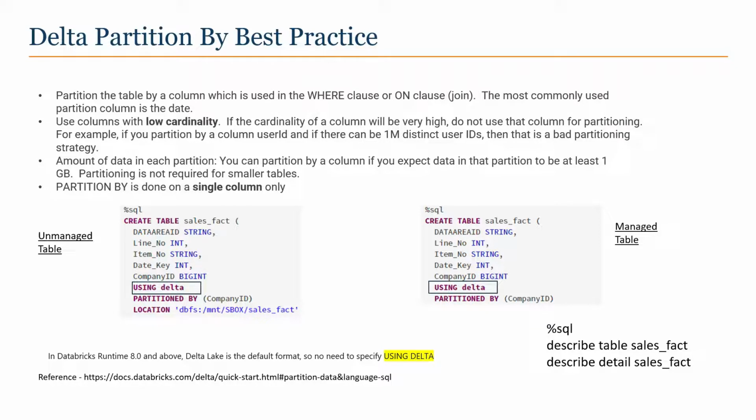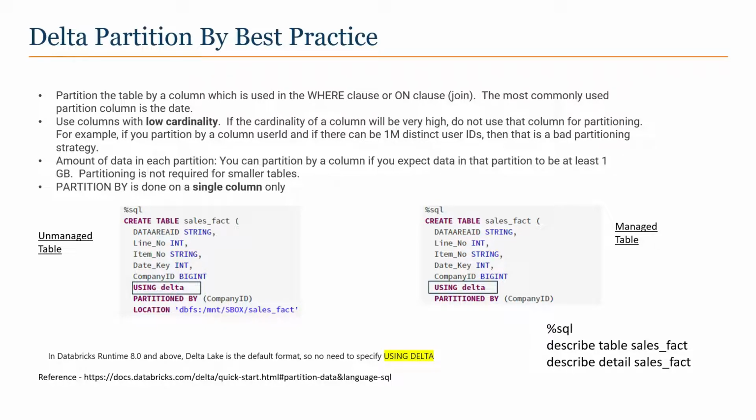And if you see, there are two different types of tables: managed tables and unmanaged tables. The difference is the location. In the case of a managed table, we do not provide the location. That means the data and schema of the table are stored and managed by Databricks.